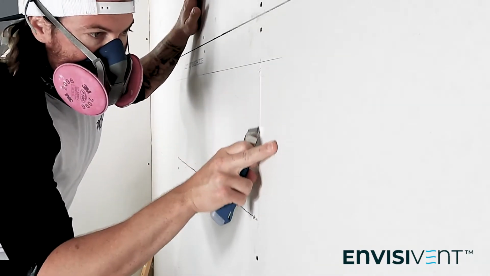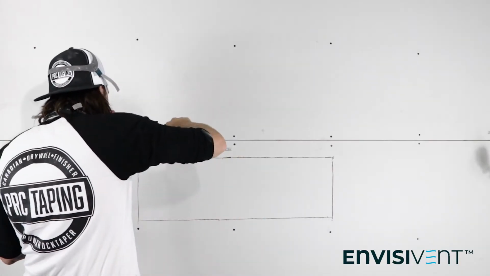Cut the drywall with a jab saw and utility knife and remove the waste.